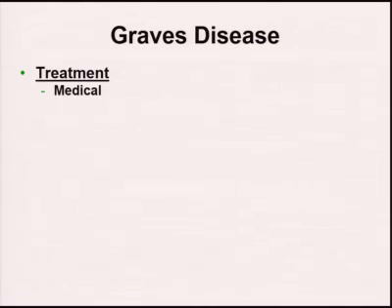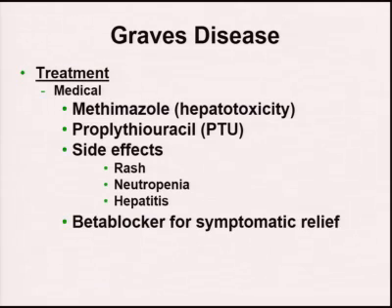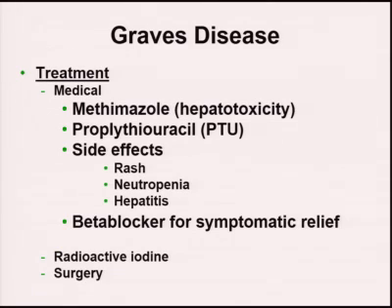The treatment tends to be medical for younger kids. There's concern about methimazole. I'm sorry, that's reversed. There's concern about PTU and hepatotoxicity. So methimazole is actually the first-line treatment. Beta blocker for symptomatic relief, and then radioactive iodine or surgery for other patients. If they're not tolerating medicine, and for the older teen, we'll tend to give radioactive iodine.